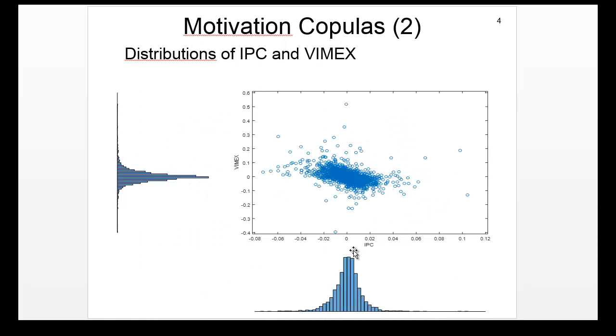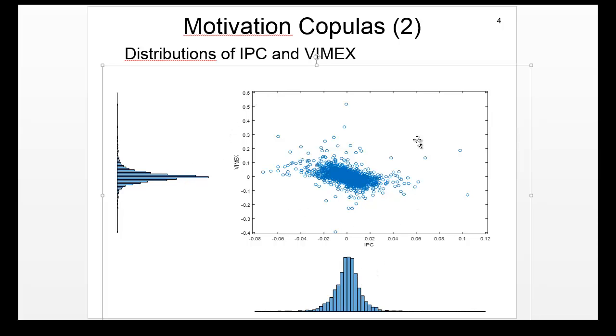So here I have plotted the distributions of the returns for the IPC and the VMAX. Here you see at the bottom on the X-axis the IPC. The average is about 0, and these are daily returns. The minimum return is about minus 0.07, so 7%. The maximum return is about 10%. And then on the y-axis I have VMAX, same thing, returns. It goes from about minus 40% to about 60%.